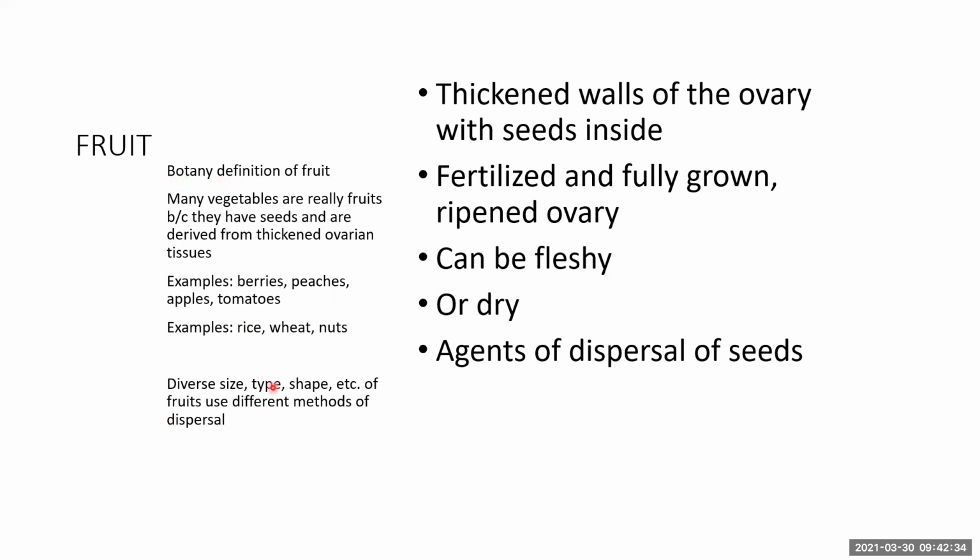And your fruit types are really diverse, as we've just mentioned, different types, different shapes. And then also, depending on the fruit, they'll have different methods of dispersal. Some fruits can be dispersed by wind or water or other animals. The fruits can be fleshy, like the berries, peaches, apples, and tomatoes, or they can be dry, like your nuts, like almonds or wheat or rice. So all of those develop from the ovarian tissue. And so the fruit again is really important for protecting the embryo, the seeds, until they can be dispersed and germinated.